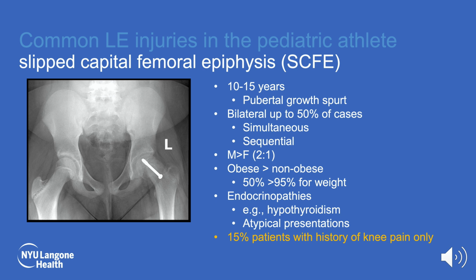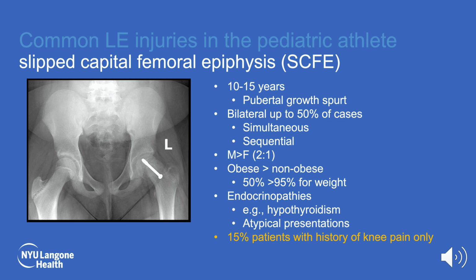In fact, half of kids who present with a SCFE are at greater than 95th percentile in terms of their weight. You always want to think about an endocrinopathy, especially in kids who are more of an atypical presentation. Hypothyroidism is the most common.